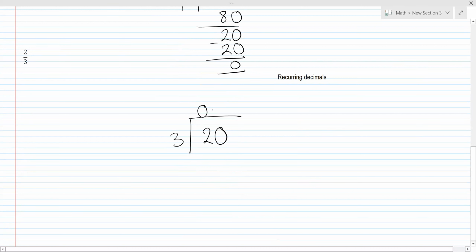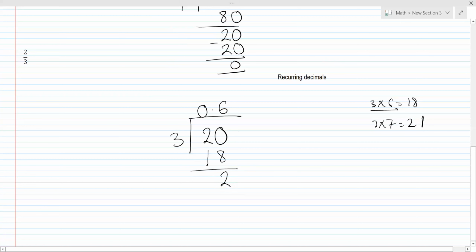Can 3 go into 20? Yes, 6 times, because 3 times 6 is 18, and 3 times 7 is 21. So definitely it goes into 20. It's 6 times with some remainder. Okay, so 6. Now what is 6 times 3? 6 times 3 is 18. 20 minus 18 would be 2.